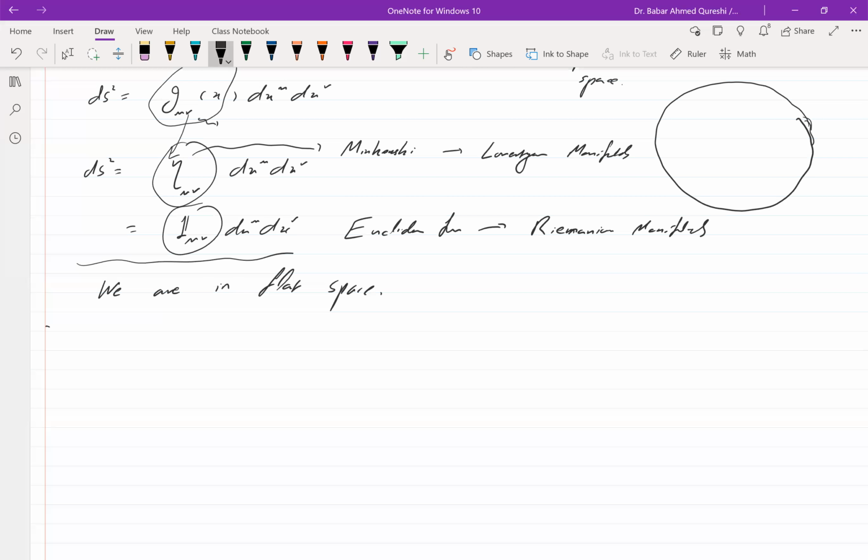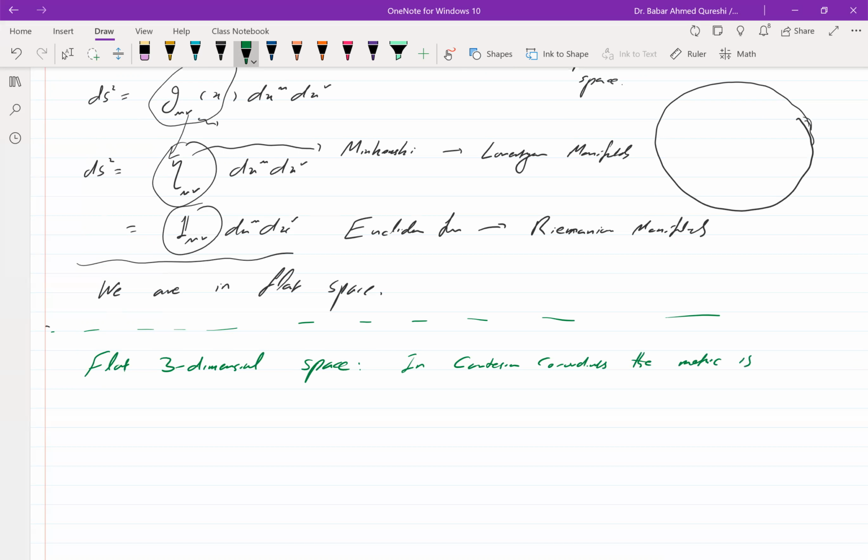So I have this. I start with flat, three-dimensional space. And in Cartesian coordinates, the metric is, I can write it like this in the shorthand. So this is the flat metric.